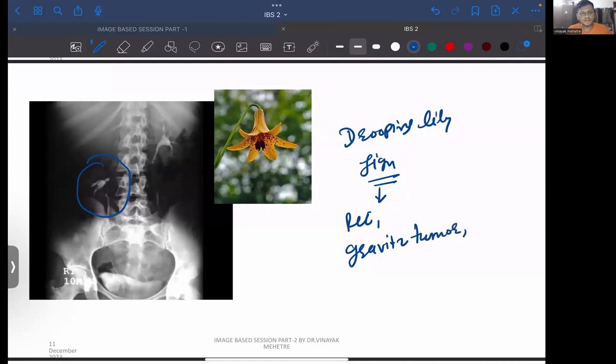राइट. और कहाँ मिलता है ड्रूपिंग लिली साइन? ड्यूप्लेक्स. ड्यूप्लेक्स का मतलब क्या था? डबल यूरेटर. ओके, ग्रेविड्स ट्यूमर इसमें मिलता है. ठीक है, ड्रूपिंग लिली साइन.